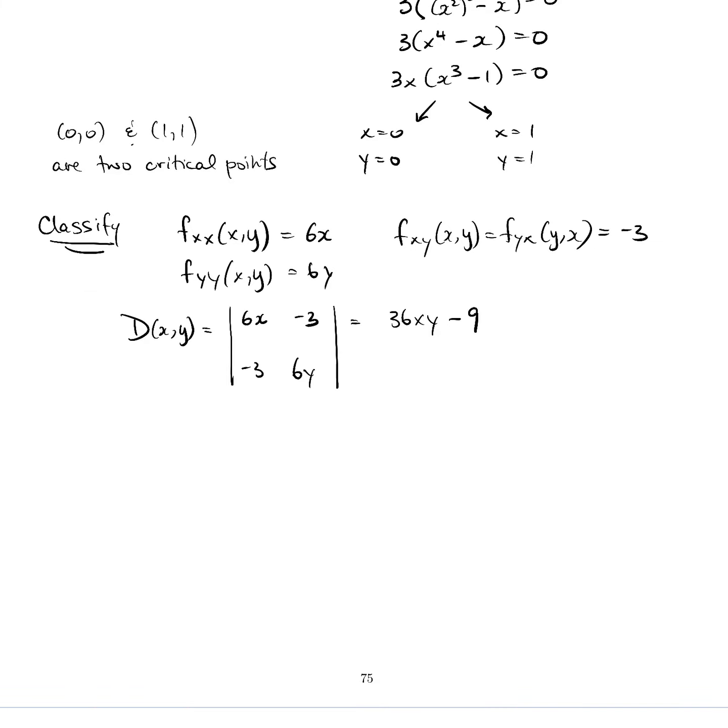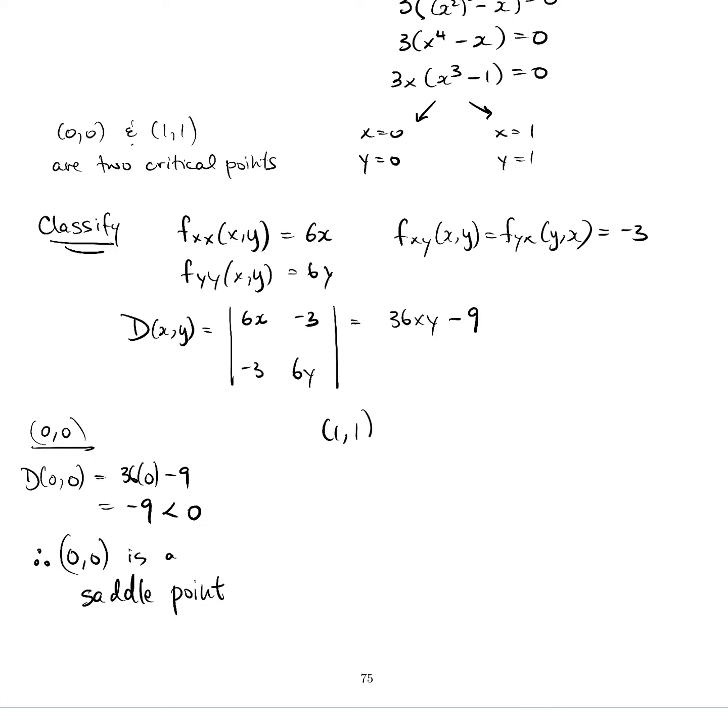We want to examine the point 0, 0. So D of 0, 0 is 36 times 0 minus 9 is minus 9, which is negative. And if the Hessian determinant is negative, we have a saddle point.